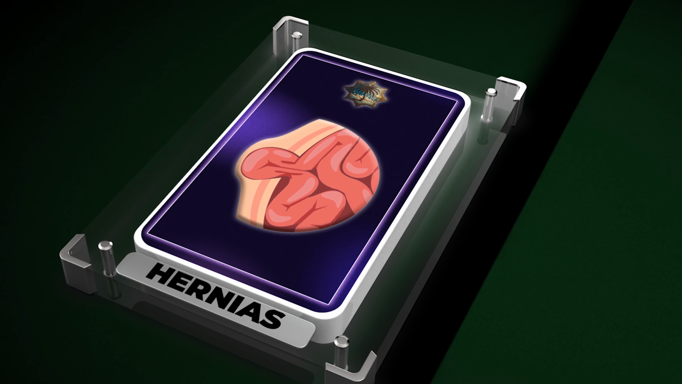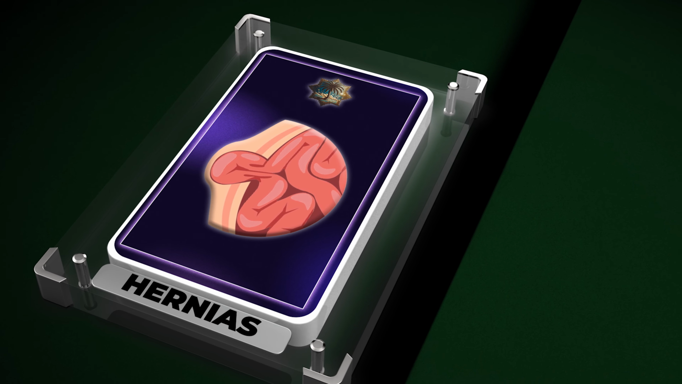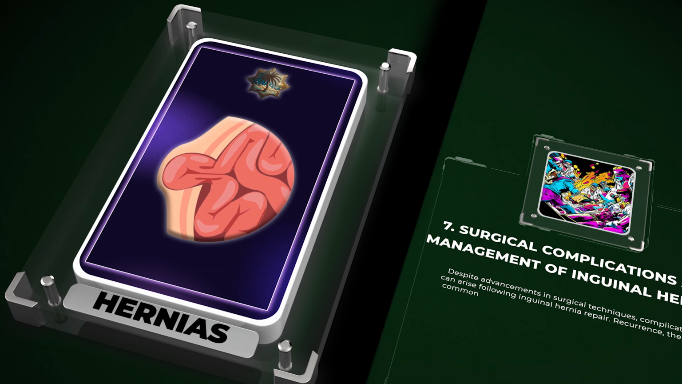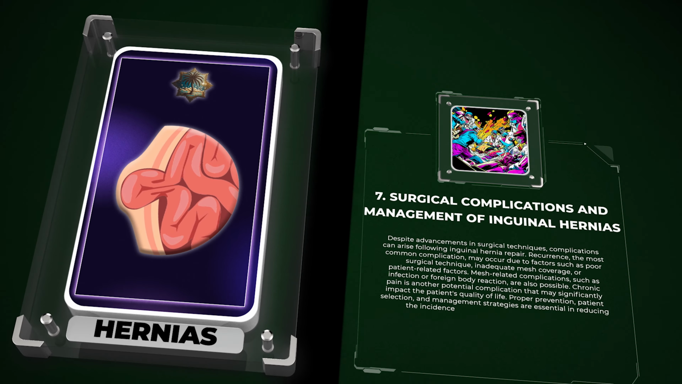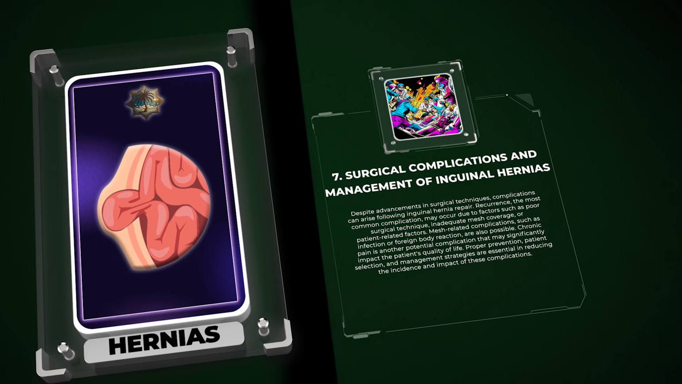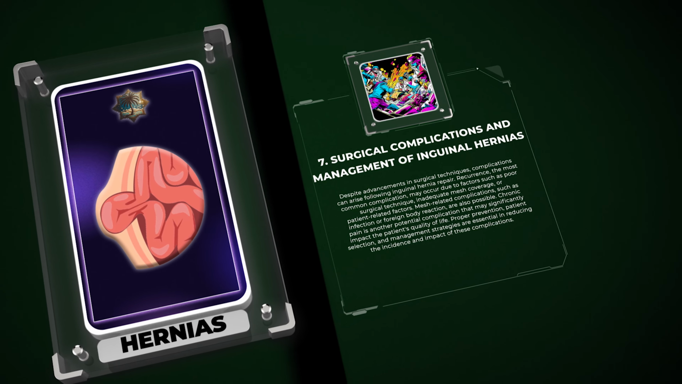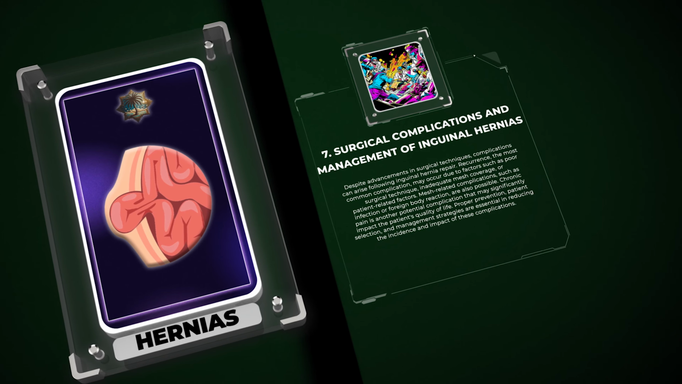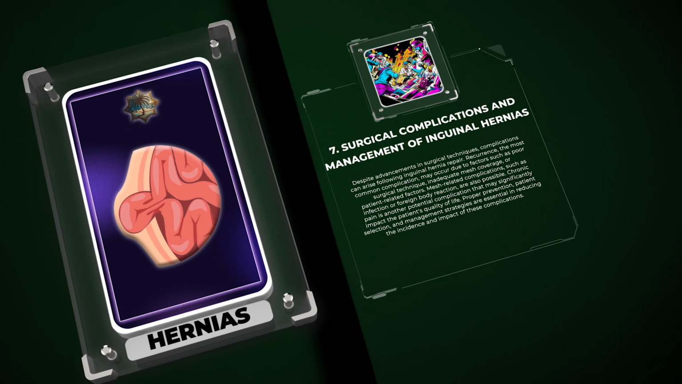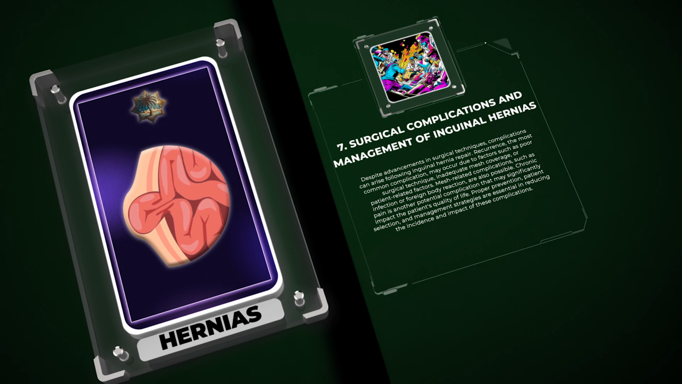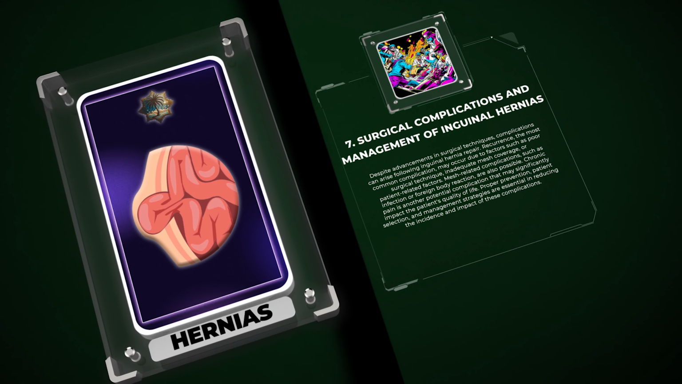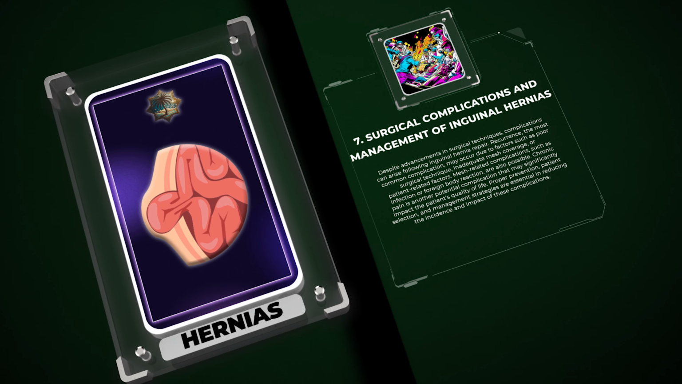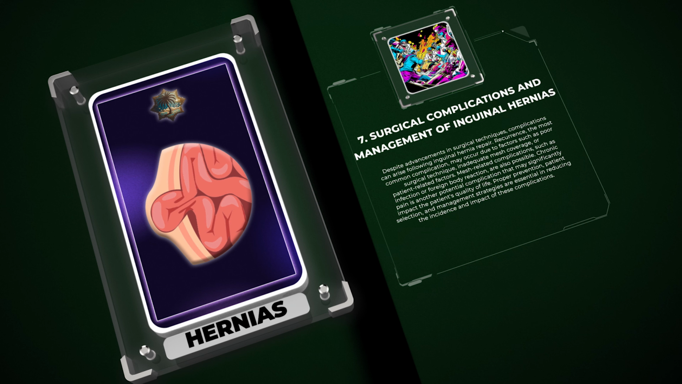Each technique has its advantages and potential complications, which must be considered when deciding the appropriate surgical approach. Despite advancements in surgical techniques, complications can arise following inguinal hernia repair. Recurrence, the most common complication, may occur due to factors such as poor surgical technique, inadequate mesh coverage, or patient-related factors. Mesh-related complications, such as infection or foreign body reaction, are also possible. Chronic pain is another potential complication that may significantly impact the patient's quality of life. Proper prevention, patient selection, and management strategies are essential in reducing the incidence and impact of these complications.